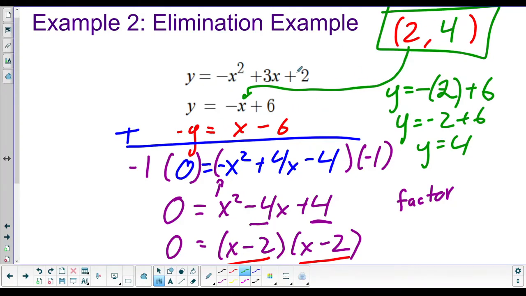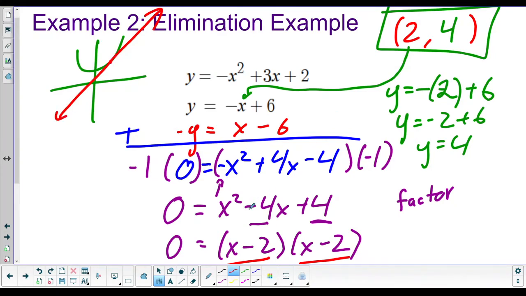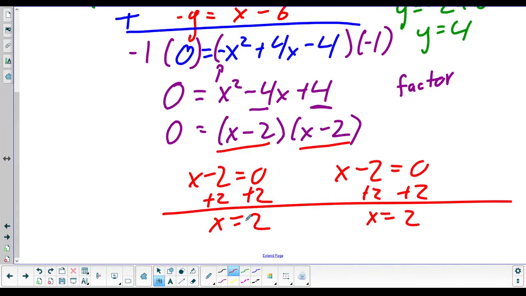So 2, 4 is the only solution. There aren't two. This is one of those tangent ones where we've got a parabola and then a line that just comes and gives a little kiss on the side there, and it only touches one time. So that was an example of one solution. You'll know it's one solution because you'll get repeated x values.